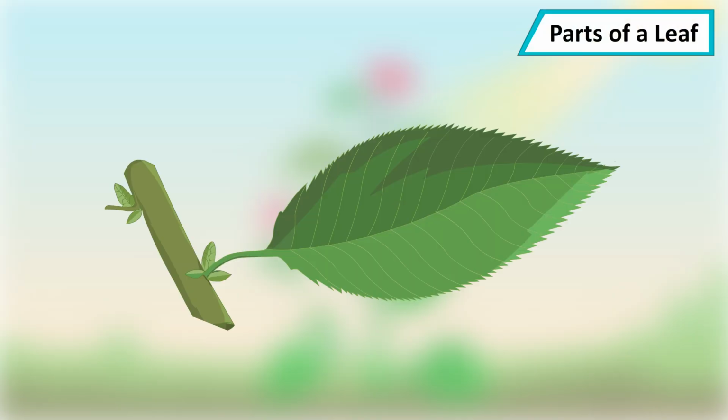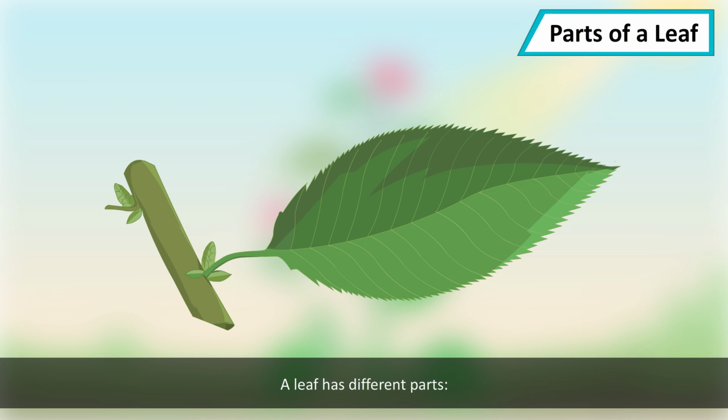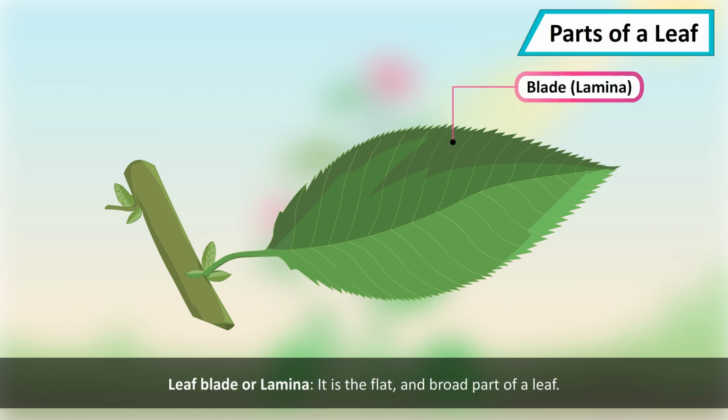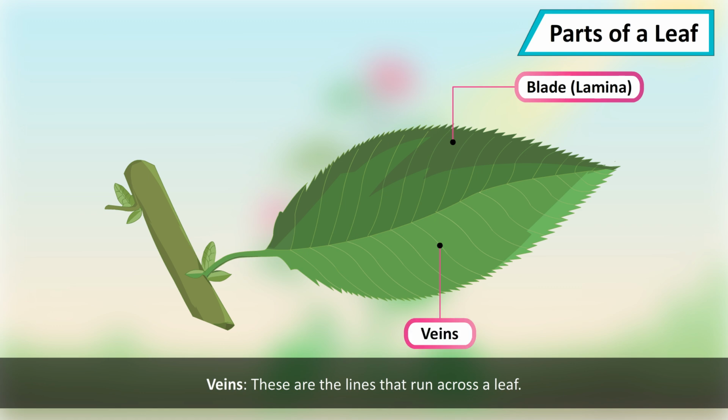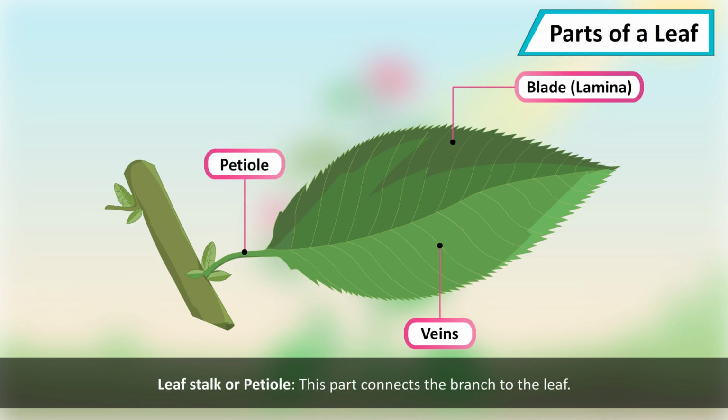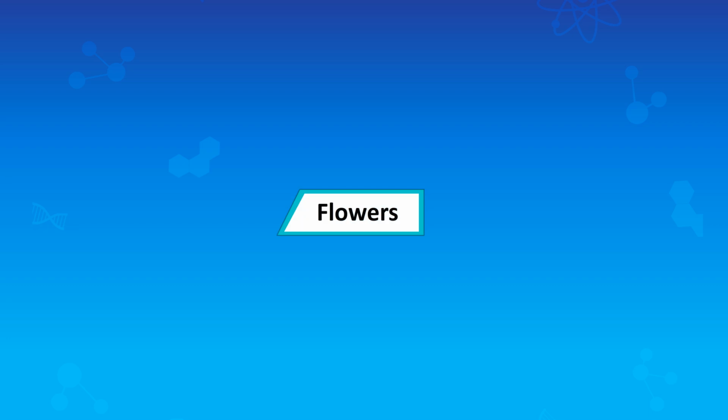Parts of a leaf. A leaf has different parts. Leaf blade or lamina. It is the flat and broad part of a leaf. Veins. These are the lines that run across a leaf. Leaf stalk or petiole. This part connects the branch to the leaf.